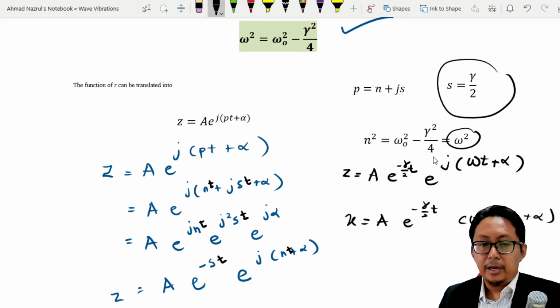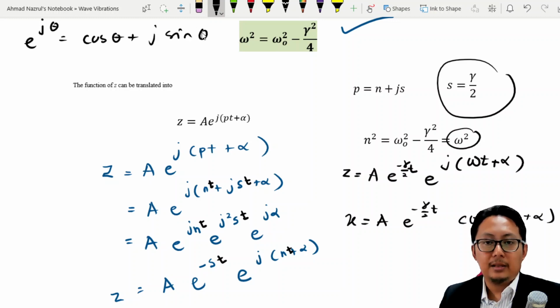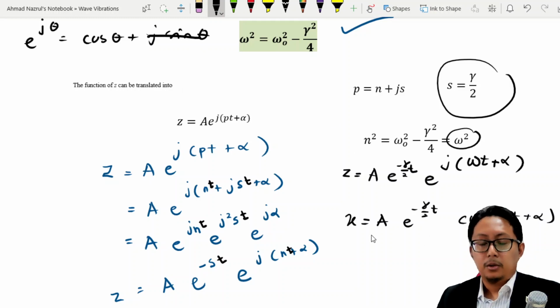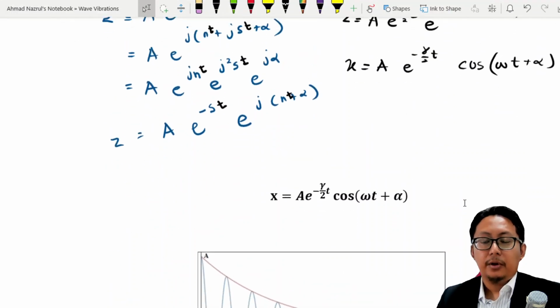Because we know that exponential J theta is equal to cos theta plus J sin theta. Since J sin theta is the imaginary part, not the real part, we only take the cos theta here. So this will be the new equation of x for damping oscillation.